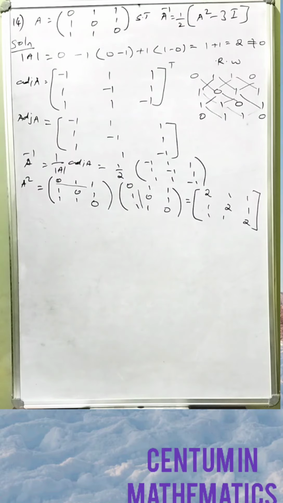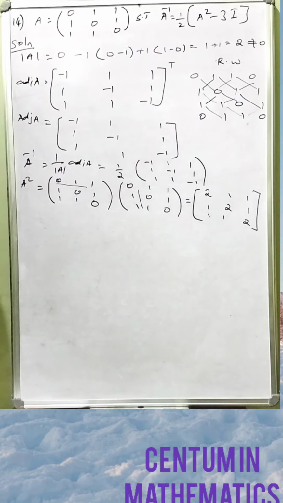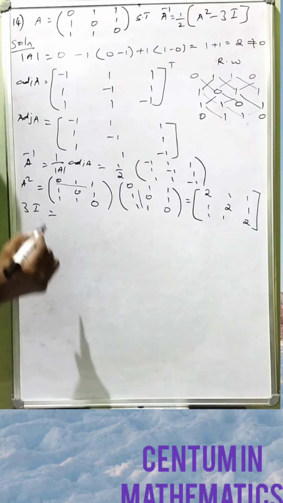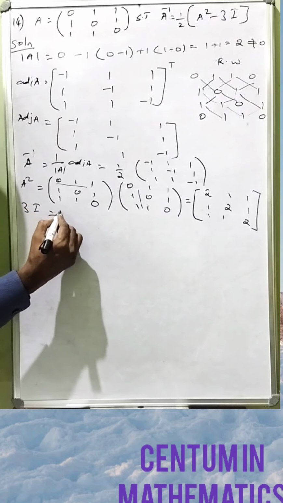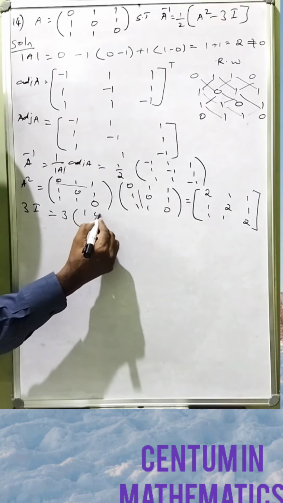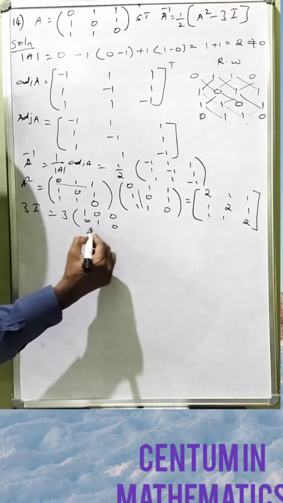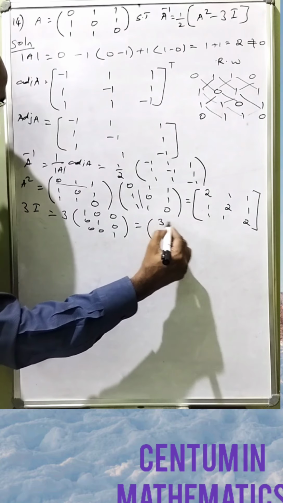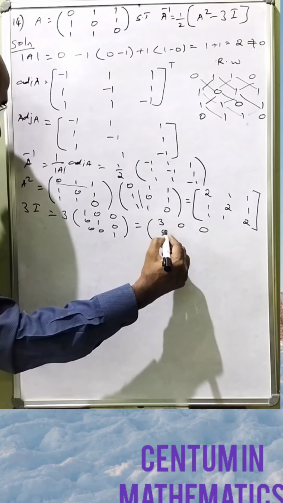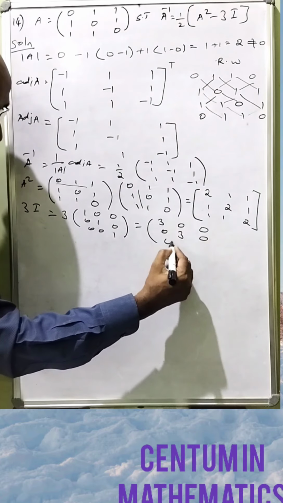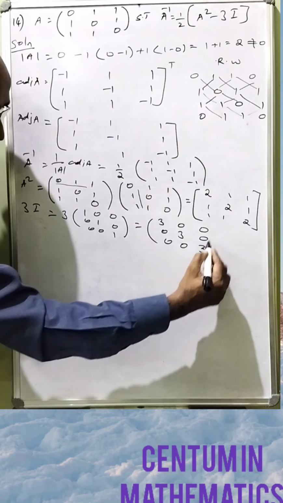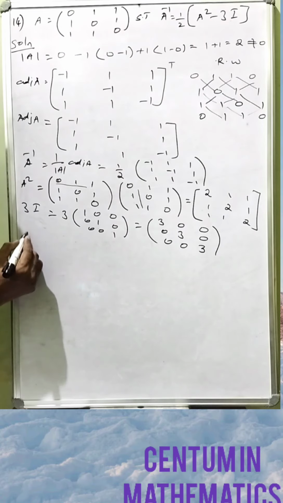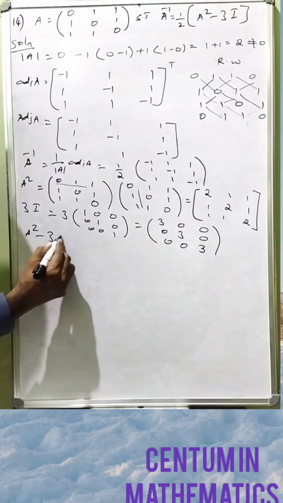Same multiplication. The next we have to find 3I. So the identity matrix is 1, 0, 0, 0, 1, 0, 0, 0, 1. We multiply that by 3, so we get 3, 0, 0, 0, 3, 0, 0, 0, 3. We get it. Now we need A square minus 3I.